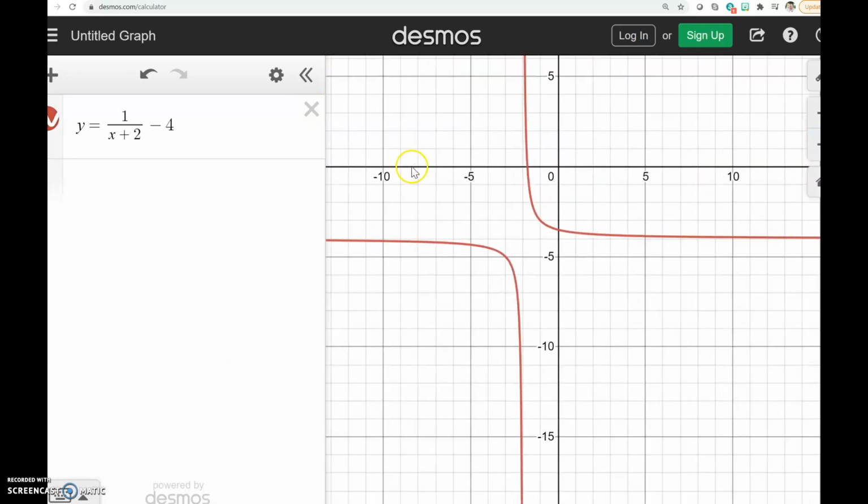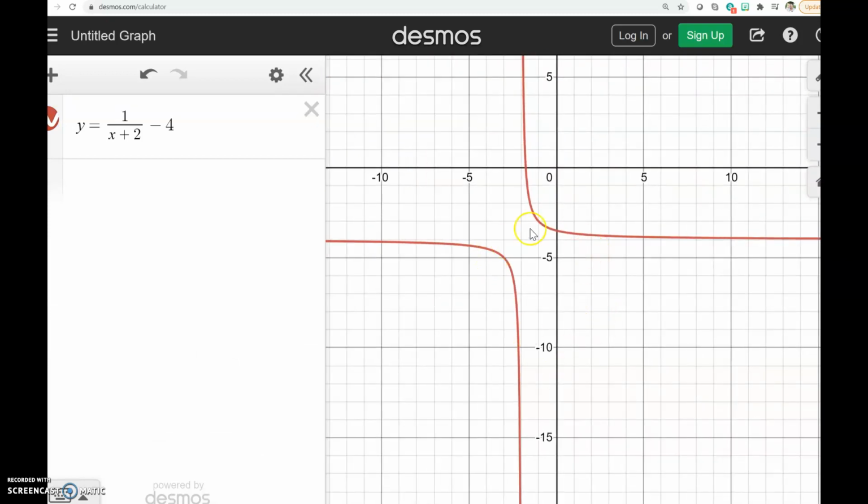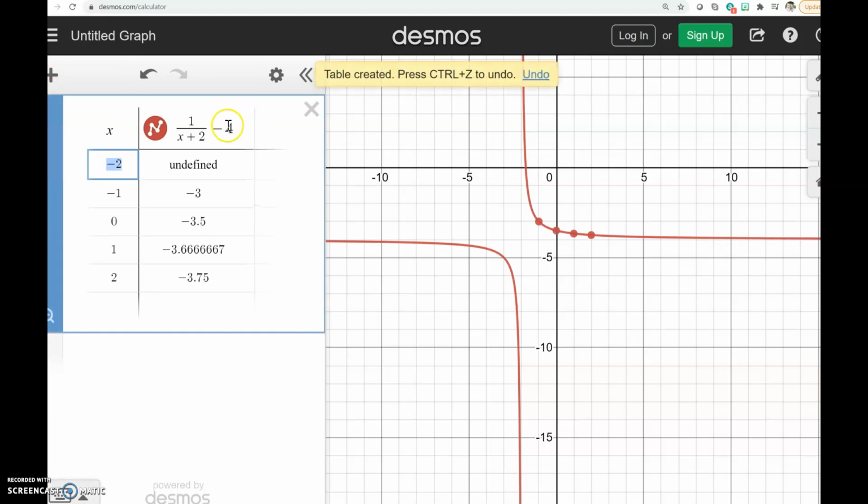But remember, if we want points to put on a graph, we need to click the settings wheel and then convert to table. Notice when the x value is -2, it says undefined, because -2 was our vertical asymptote. What I'm going to do is pick 2 points on the right side, 2 points on the left side, and then call it good.